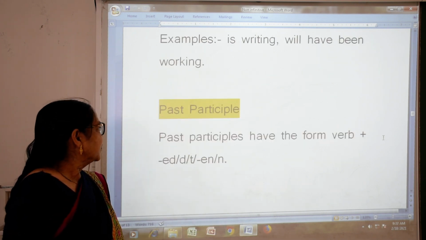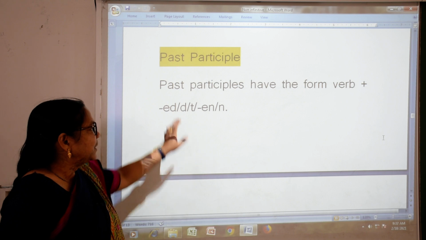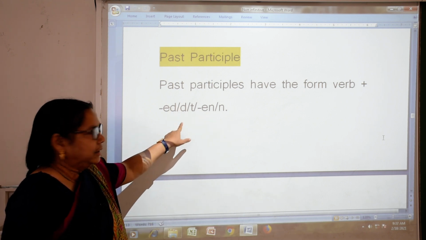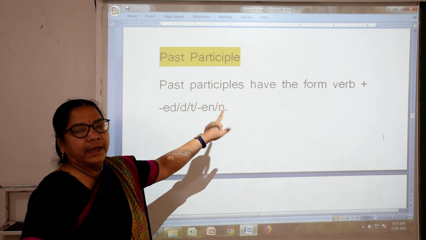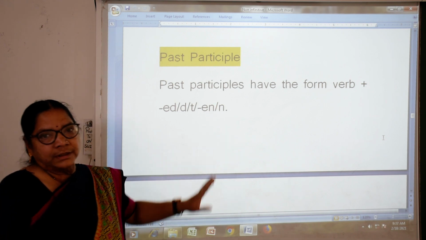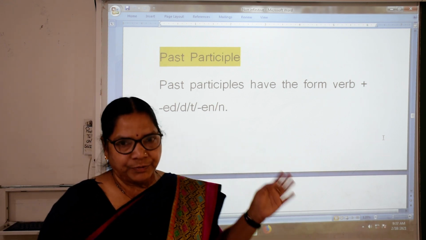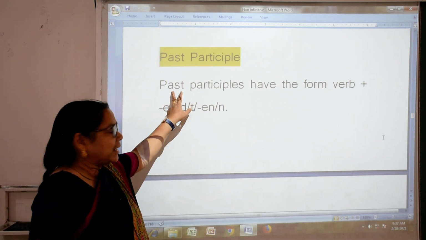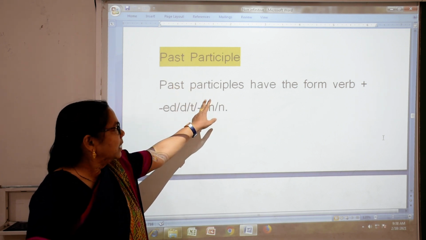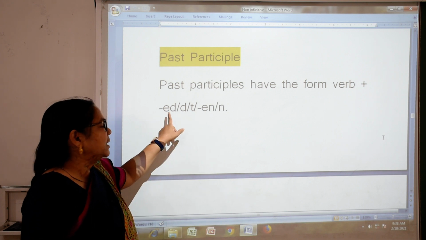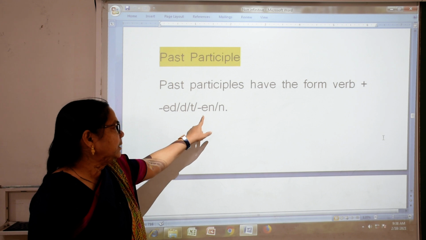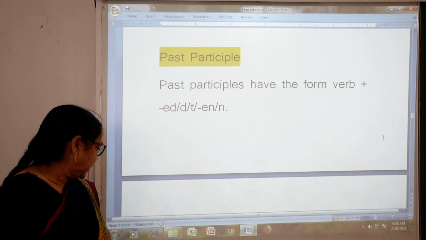Now, we will go further. Past participle. Past participles have the form verb plus ed, d, t, en and n. See, past tense we have already studied before. Now this is past participles, which have the form verb plus ed, d, t, en and n. Example we will see.